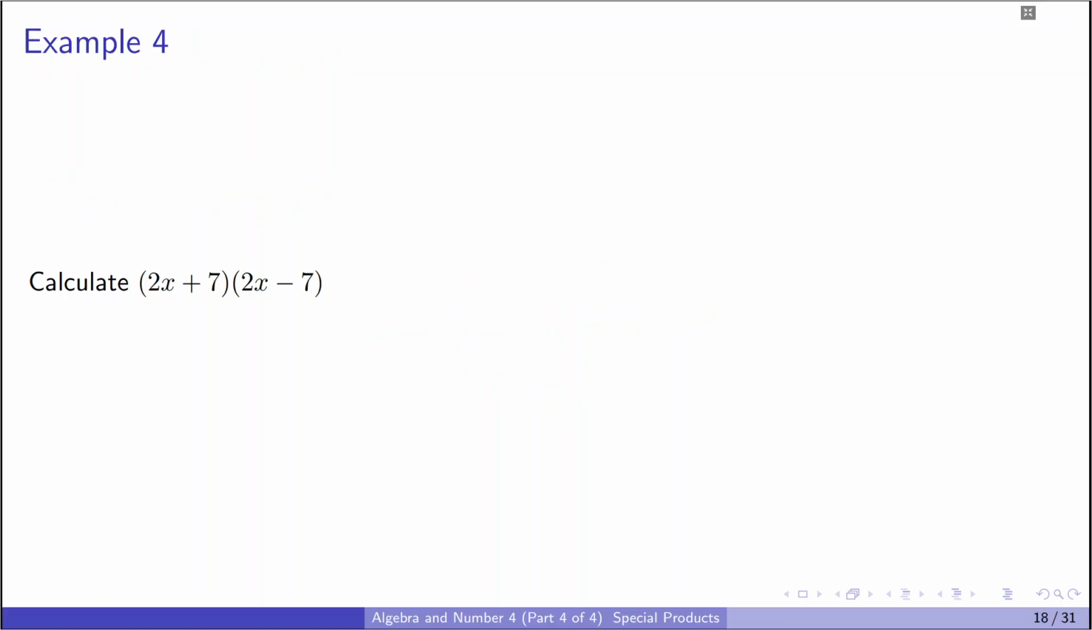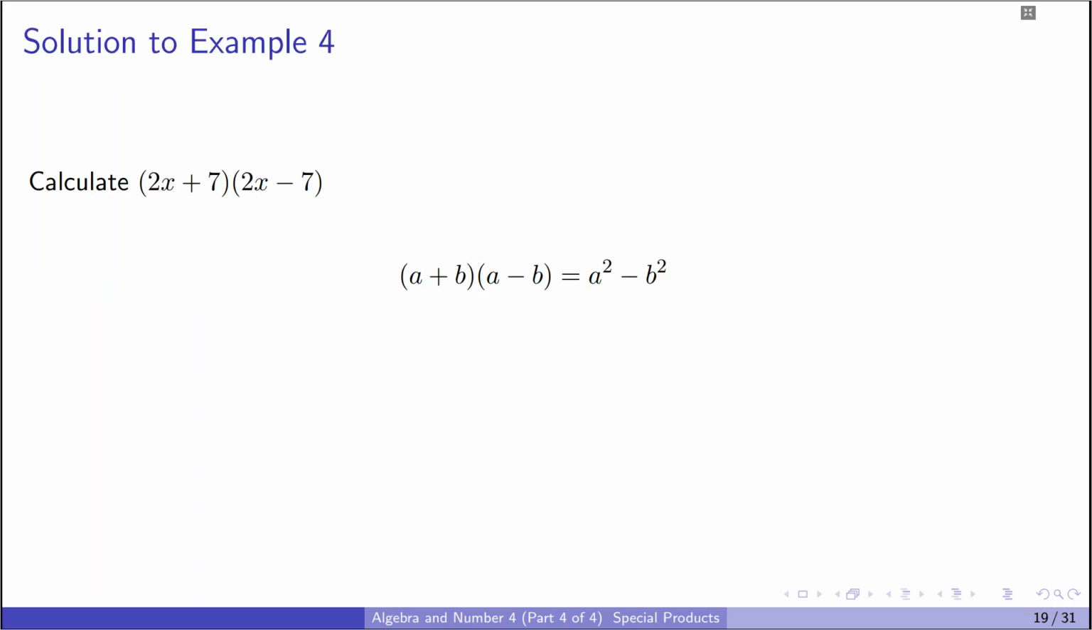All right. A fourth example, (2x plus 7) times (2x minus 7). So following this pattern, our a is 2x. Our b is positive 7. So (2x) all squared becomes 4x squared. 7 squared is 49. This expands to 4x squared minus 49. This is probably the easiest one to apply. First squared minus second squared.